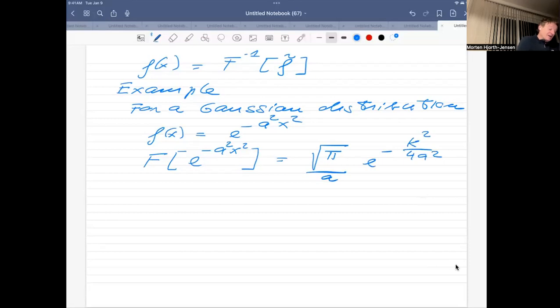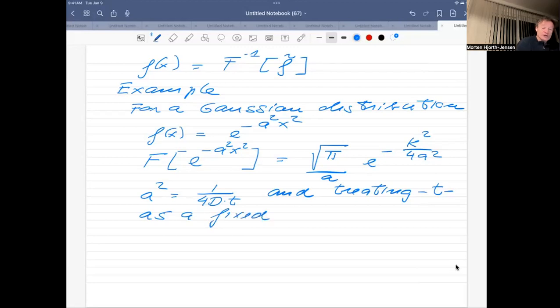Now I can define this a squared, since we are dealing with a diffusion. I can replace this with the diffusion constant, so I can just put that one to D times t, and then I treat t as a fixed parameter, because we are not performing the Fourier transform on t, but we are performing the Fourier transform on the spatial degrees of freedom.